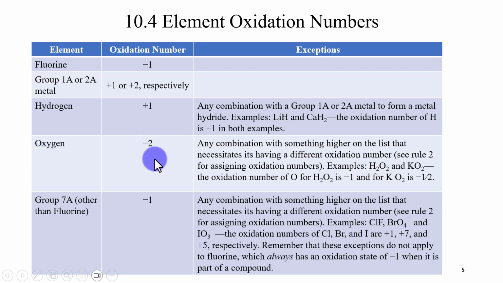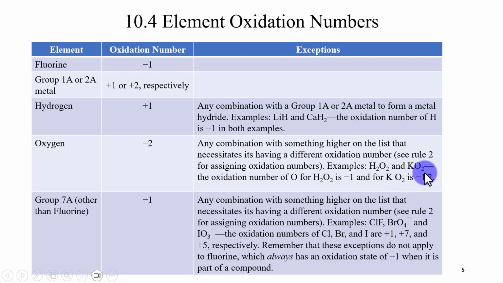Oxygen has a -2 oxidation number, unless it's combined with something that is higher on this list that necessitates that it has a different oxidation number. Otherwise, it will have a -2. Here are some examples of exceptions: H2O2 and KO2. For H2O2, the oxidation number is -1, and for KO2 it is -1/2.